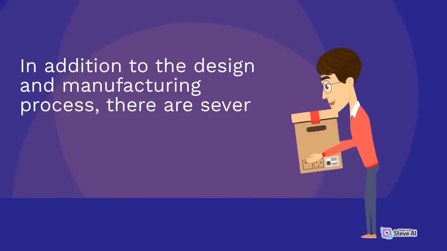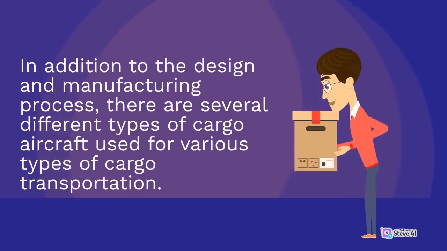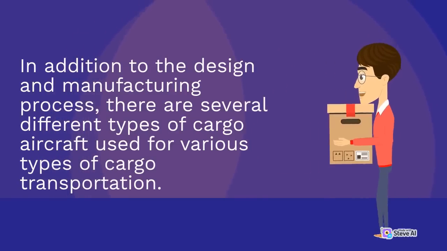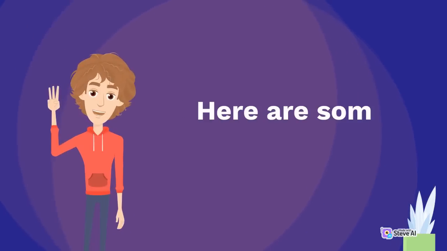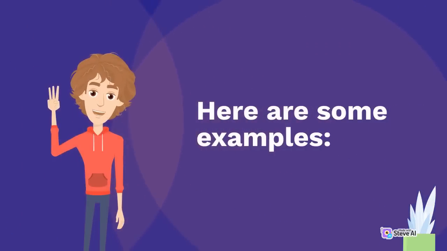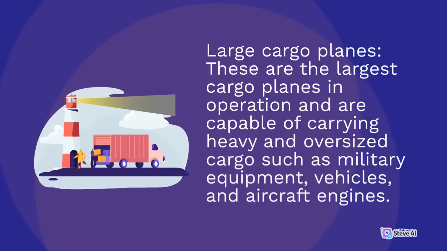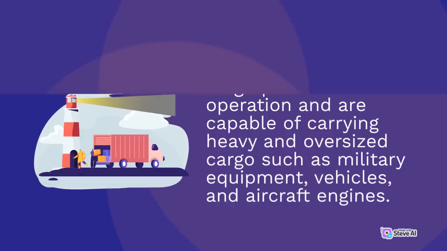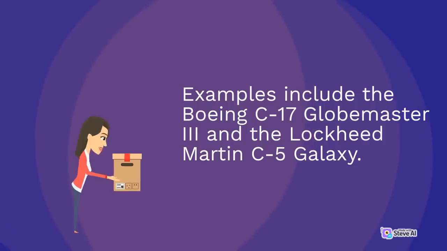In addition to the design and manufacturing process, there are several different types of cargo aircraft used for various types of cargo transportation. Here are some examples. Large cargo planes. These are the largest cargo planes in operation and are capable of carrying heavy and oversized cargo such as military equipment, vehicles, and aircraft engines. Examples include the Boeing C-17 Globemaster III and the Lockheed Martin C-5 Galaxy.